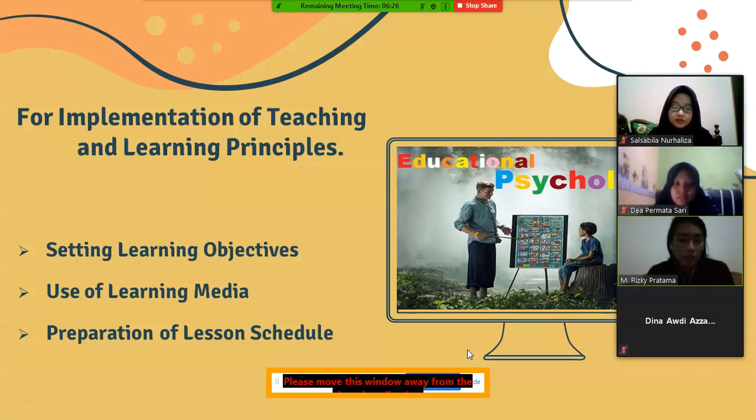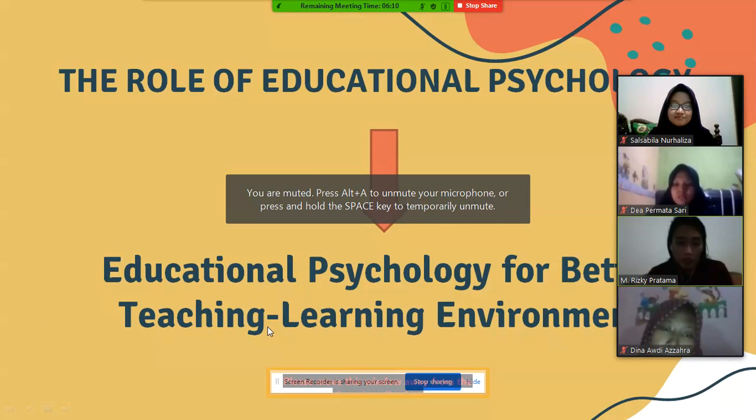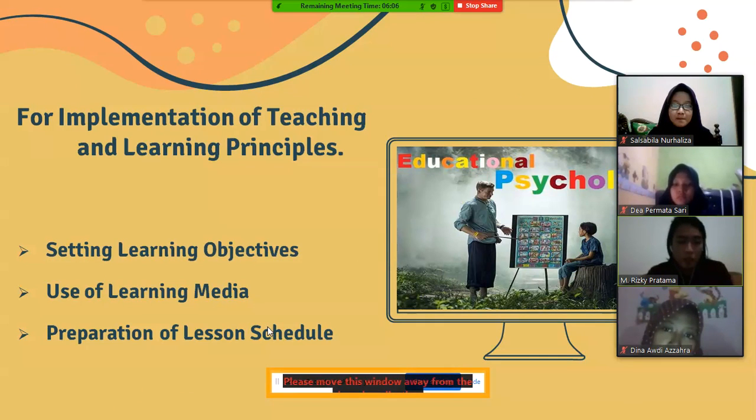And the third one is the preparation of lesson schedule. Lesson schedule should be based on the psychological state of the learner. For example, subjects that are considered difficult for students such as grammar or listening are placed at the beginning of the lesson, where the student condition is fresh and has the spirit of receiving the subject, so the student can be more focused on learning the materials.